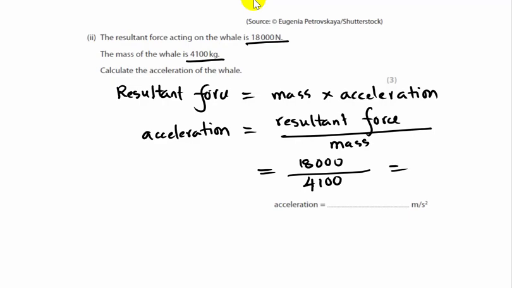So calculate this one, 18,000 divided by 4100. So 4.39, that means 4.39 meter per second square, because the unit of acceleration is meter per second square. So 4.4 meter per second square. This is the acceleration.